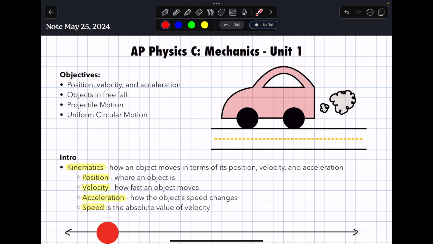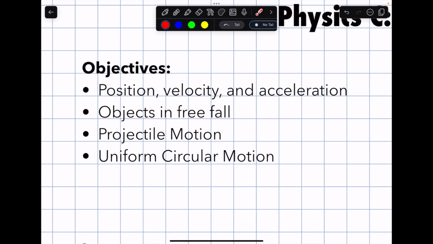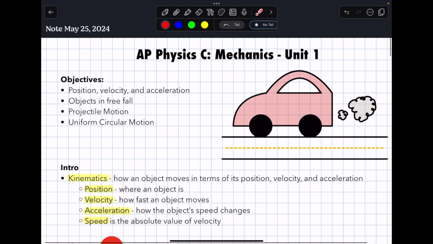Now, some of the objectives for today are we're going to first be talking about position, velocity, and acceleration. Then we'll talk about objects in freefall and also objects in projectile motion, before finally covering how they move in uniform circular motion. So first, let's give ourselves a brief intro to what kinematics actually is.